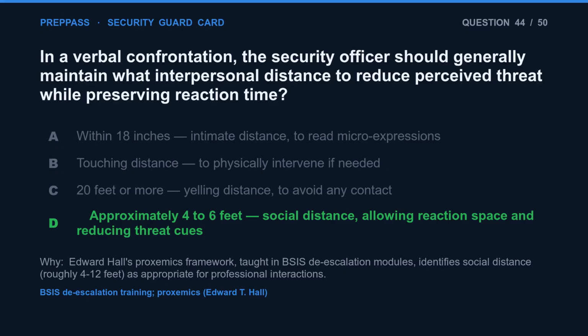The correct answer is D. Edward Hall's proxemics framework, taught in BSIS de-escalation modules, identifies social distance, roughly 4 to 12 feet, as appropriate for professional interactions.